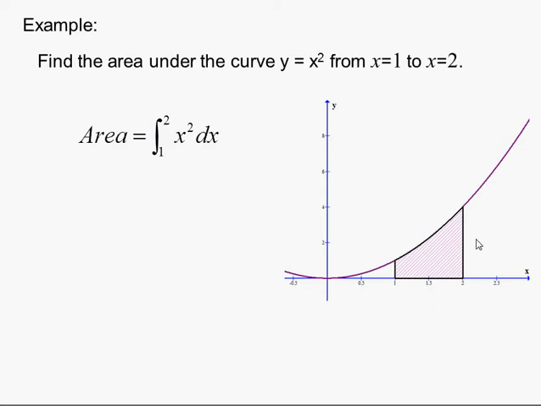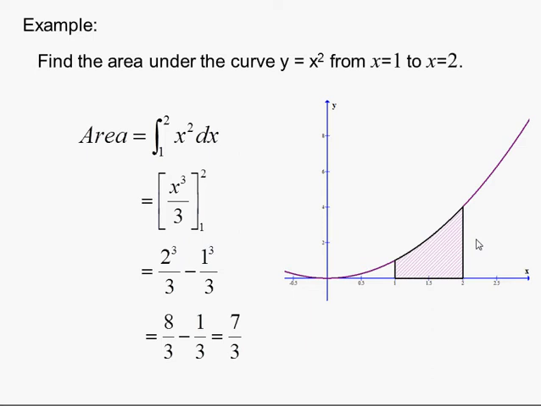The area is going to be the integral between 1 and 2 of x squared dx. The antiderivative of x squared is x cubed over 3. Substitute in 2 and 1. Subtract. 7 over 3. It's 2 and 1/3.